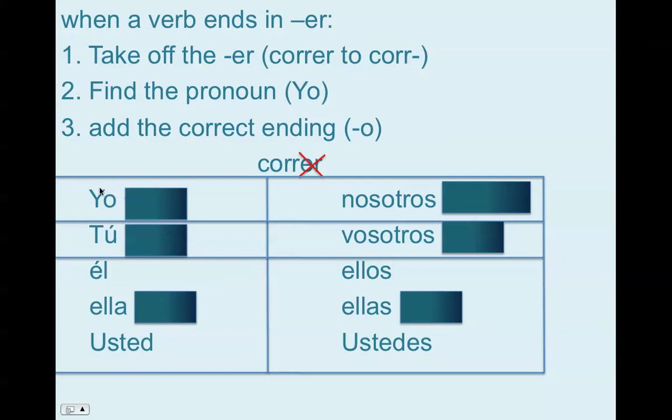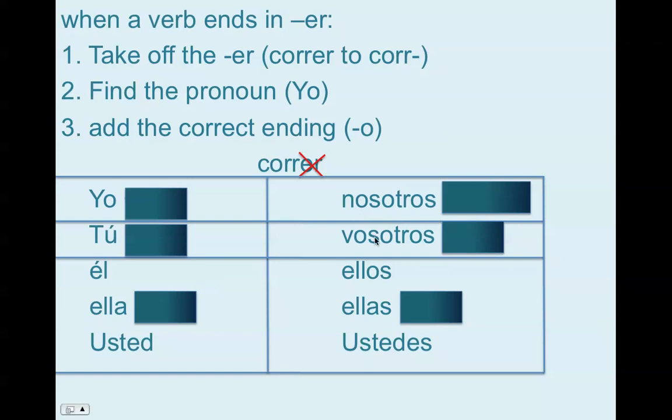So you figure out which person you're talking about. Yo means I, tú is you, él is he, ella is she, and usted is you formally. So when you're talking to someone that is an adult or older than you or that you want to show respect to, instead of saying, hey you, you're going to say, hey usted. It's like sir or ma'am.